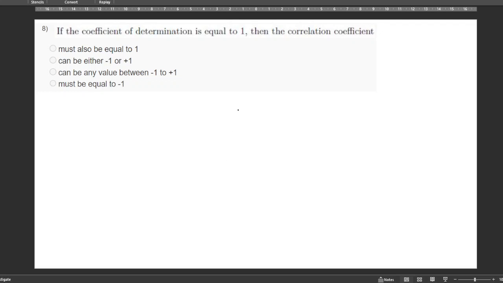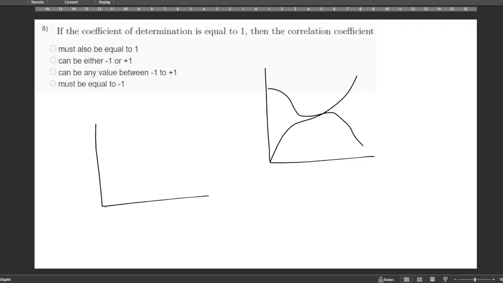So if it is between 0 and 1, okay, I will give you an example. If it is like this, the correlation coefficient is something between 0 and 1. If it is something like this, it is between 0 and minus 1. If it is like this perfectly, it is 1. If it is having a negative relationship, it is minus 1.